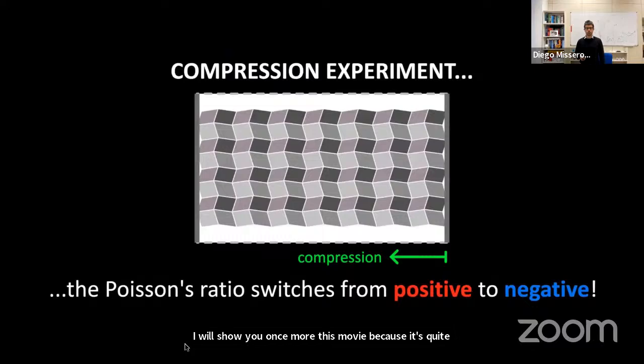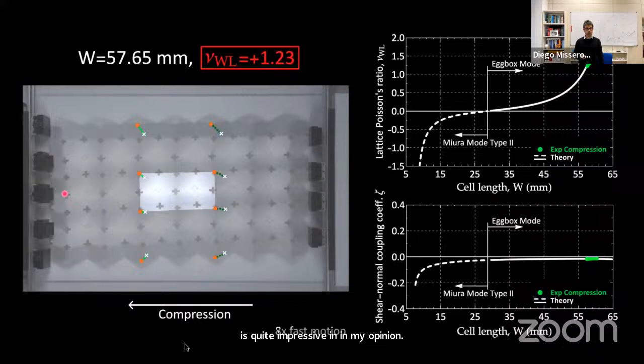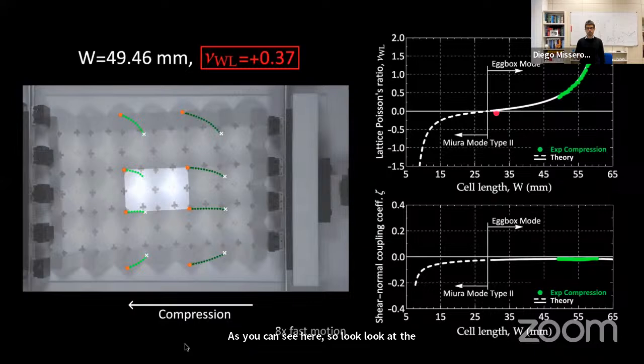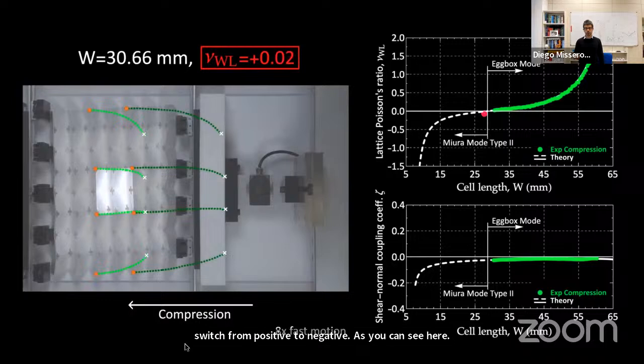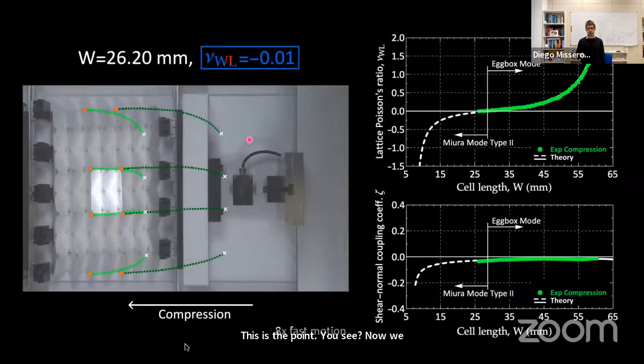As you can see here, we have the compression experiments. Look at the slider, how it tends to expand in this direction during the test. Then look here, we have the Poisson ratio switch from positive to negative. As you can see here, this is the point. Now we have the transition between the two folding states, and then the Poisson ratio is negative.